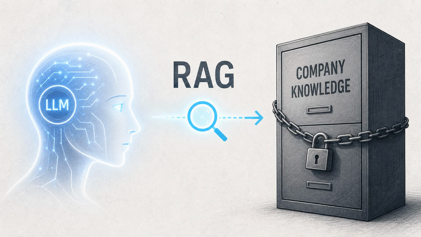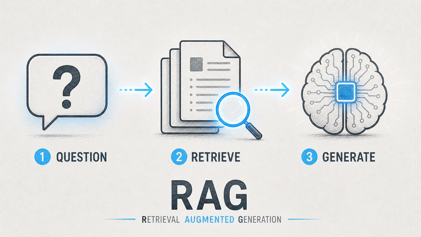A language model can sound brilliant, but it may not know the exact document you need. RAG is the method that gives it a way to look things up before it answers. RAG means Retrieval Augmented Generation. That sounds technical, but the idea is simple.